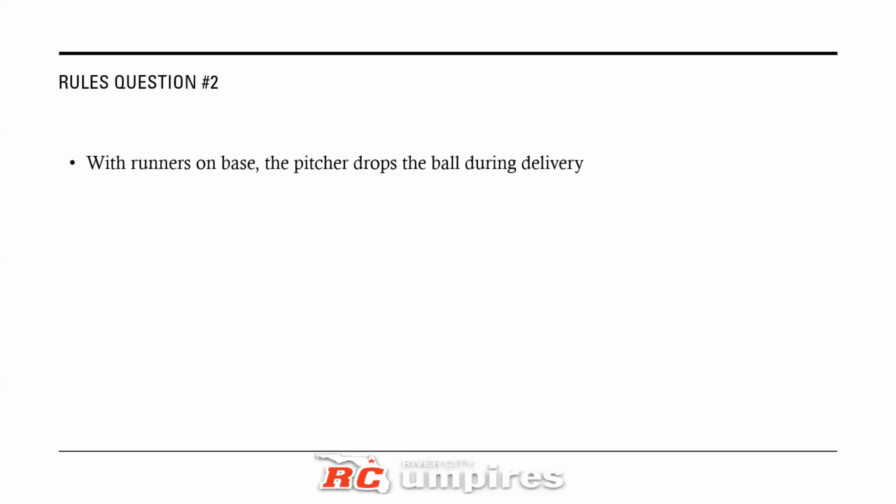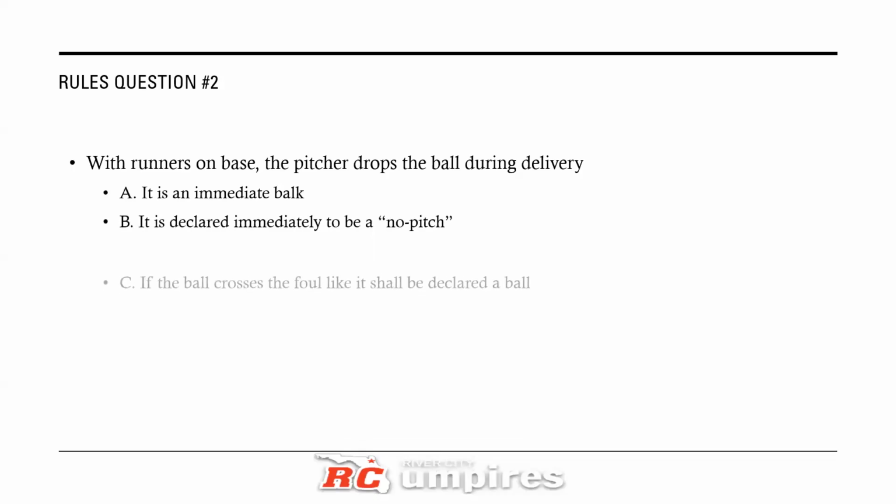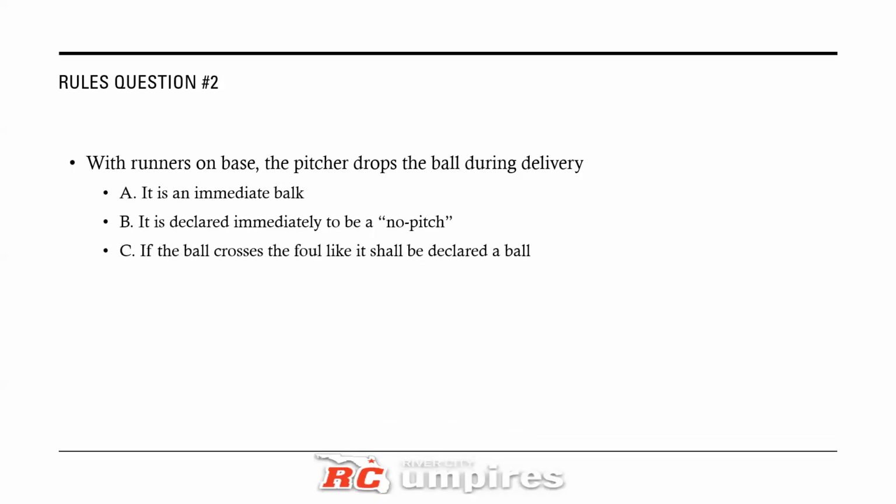Number 2, with runners on base, the pitcher drops the ball during delivery. It's a balk immediately. It's declared immediately to be a no pitch. If the ball crosses the foul line, it should be declared a balk, or if the ball comes to rest on the pitcher's plate, it shall be declared a strike. Somebody, what do we got? But normally it'd be A if he had his foot on the pitcher's rubber. Why? Because that's the rule.